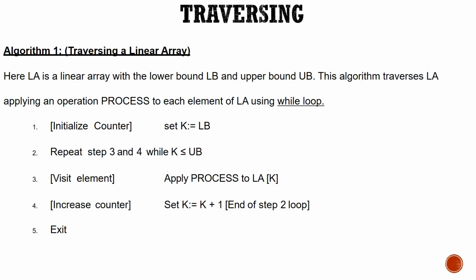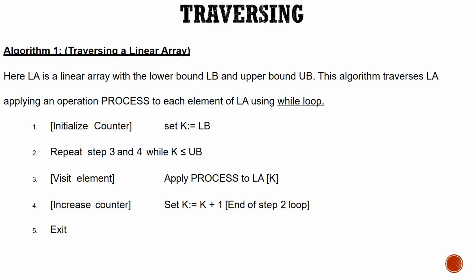The algorithm is designed in five steps. The first step is to initialize the variable k to the lower bound. In most of your lab programs, you might have used the lower bound as 0, but it is not necessarily so. You can use any value for the lower bound. That is your starting index in the array which you are processing. Then steps 3 and 4 will be repeated as long as k is less than or equal to the upper bound. Once the value of k crosses the upper bound, we break this loop.